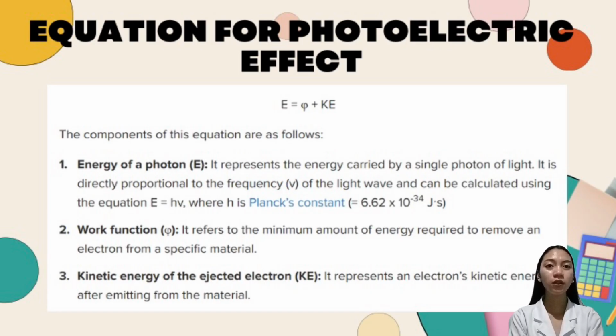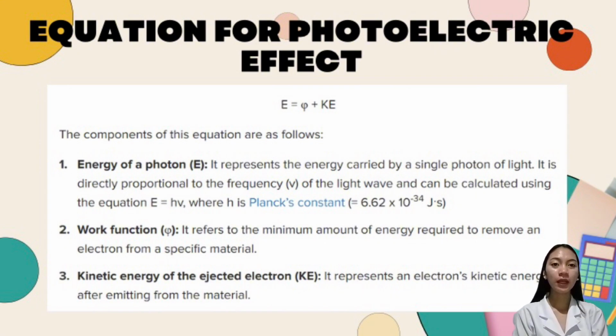So the equation for the photoelectric effect is: energy of a photon is equal to work function plus kinetic energy of the ejected electrons. The first component is the energy of a photon. It represents the energy carried by a single photon of light. It is directly proportional to the frequency of the light wave and can be calculated using the equation E equals h multiplied by f, where h is Planck's constant. This equation shows that higher frequency light, such as blue, carries more energy per photon compared to lower frequency light, such as red.